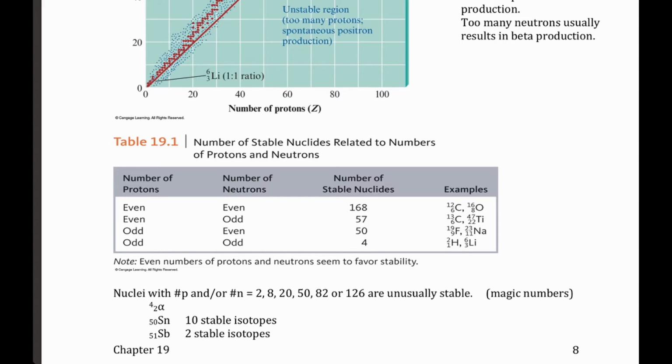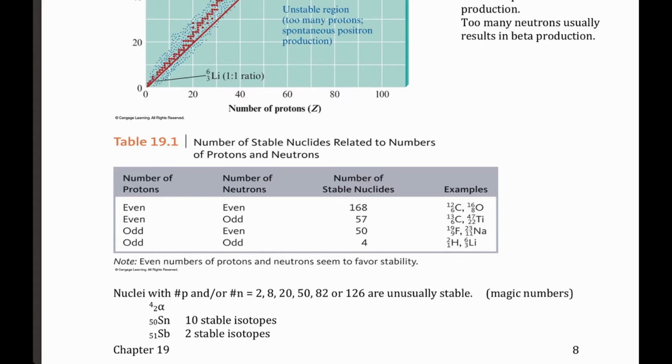Well, there are magic numbers with the nucleons in the nucleus, and nuclei with numbers of protons or numbers of neutrons equal to 2, 8, 20, 50, 82, 126 are usually stable. So looking at the helium nucleus, it has 2 neutrons, 2 protons, very stable.